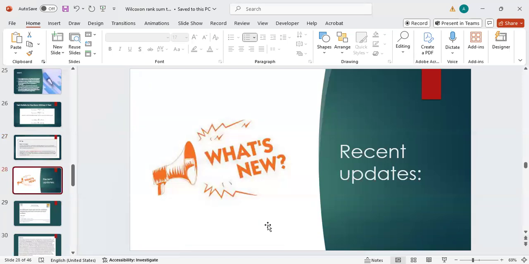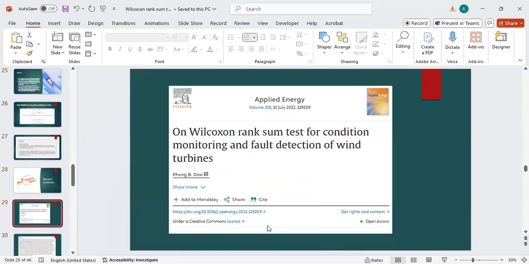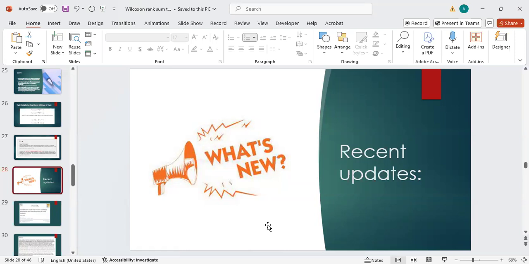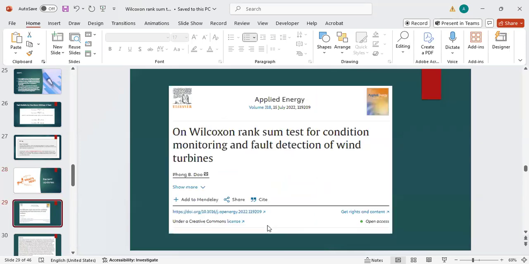Now coming to recent updates. Mistakenly, I have deleted my slide. Now coming to the recent updates, what's new? Wilcoxon rank sum tests for the condition monitoring and fault detection of the wind turbine.